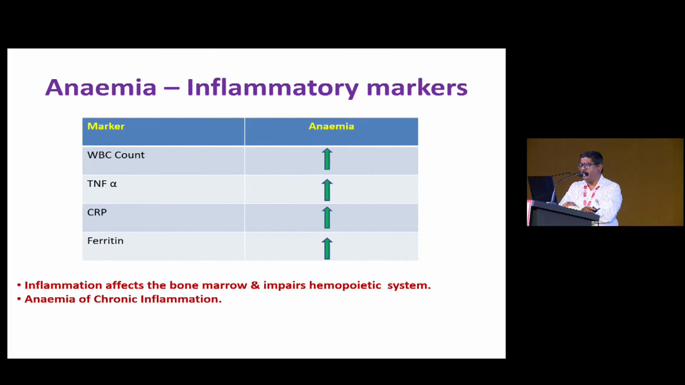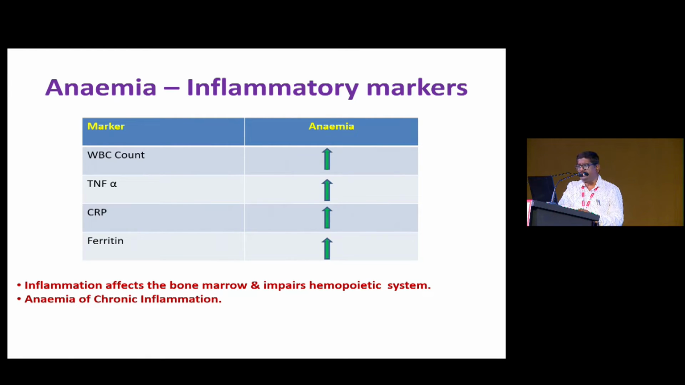Next, anemia due to inflammation. There are so many inflammatory markers available for inflammation analysis. How does inflammation cause anemia? Because prolonged inflammation can impair the bone marrow function, thereby it can affect the hematopoietic system. There may be anemia. So there the nutritional status may be normal, whereas because of inflammation there is anemia.